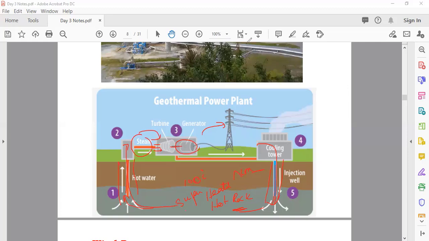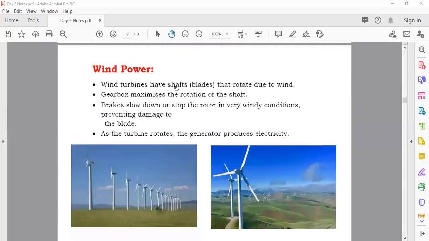Can we move forward now? Yes. Okay. Now wind power. Wind power is again quite simple. The energy from the wind is used to produce electricity. These are the windmills. They are known as windmills or wind turbines. Both words are used. Wind turbines, and sometimes you will use windmills.